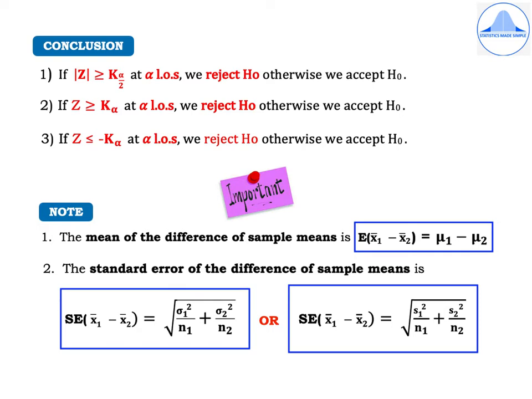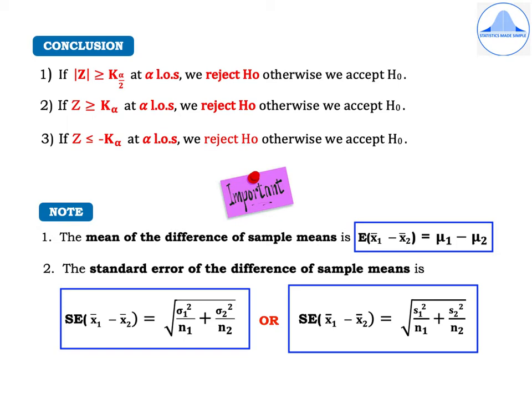Now the last part of the test procedure is to write the conclusion. So the conclusions will depend on the type of alternative hypothesis and they are exactly the same as what we learned under test for single mean for large samples. So the first conclusion, if it is a two-tailed test, is you have to check if mod z is greater than or equal to k alpha by 2 at alpha level of significance, then you reject H naught, otherwise we accept H naught. The second conclusion is for a right-tailed test.